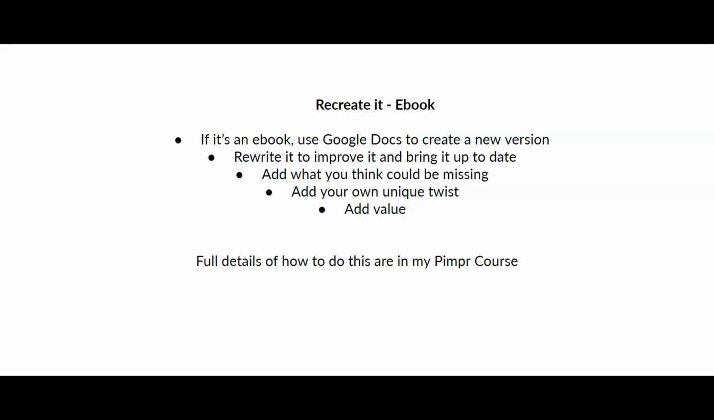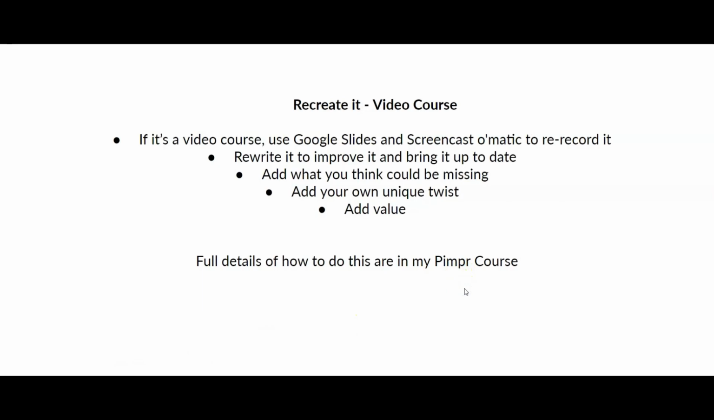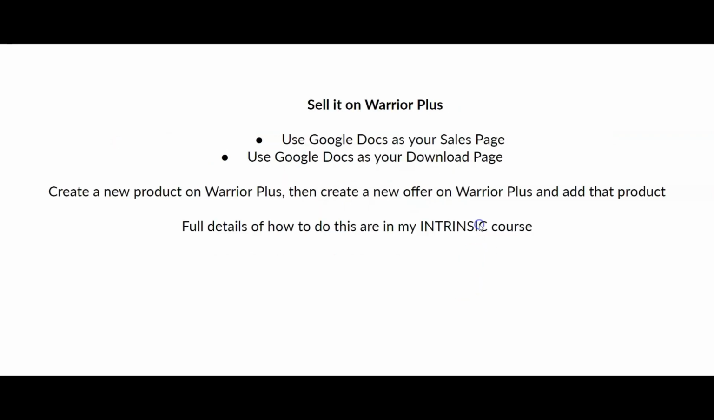Now, full details on how to do that are in my Pimper course if you've already got that, but that's just the rough idea. And if it's a video course, pretty much the same. Use Google Slides, which again is free, and a program called Screencast-O-Matic to record your screen, to re-record the videos. Rewrite them into slides, rewrite them to improve it again, bring it up to date, find out what you think could be missing, add your own unique twist, add extra value. And again, full details of how to do that are in my original Pimper course.